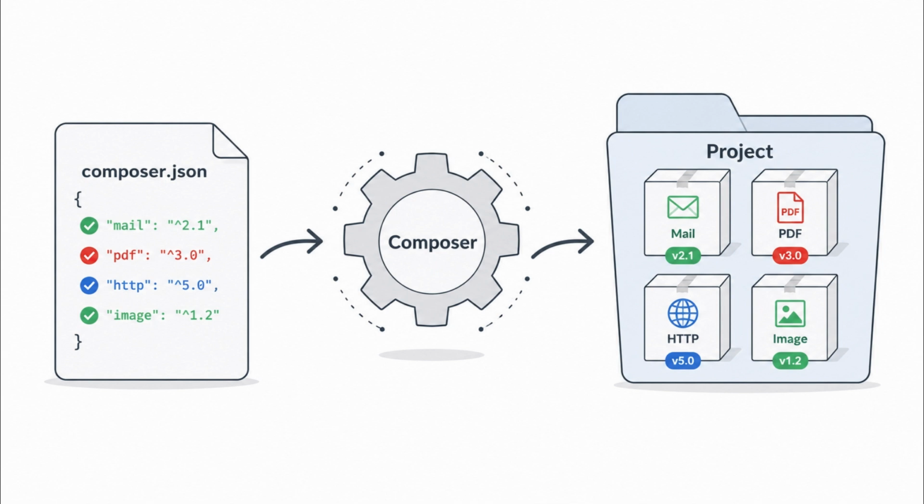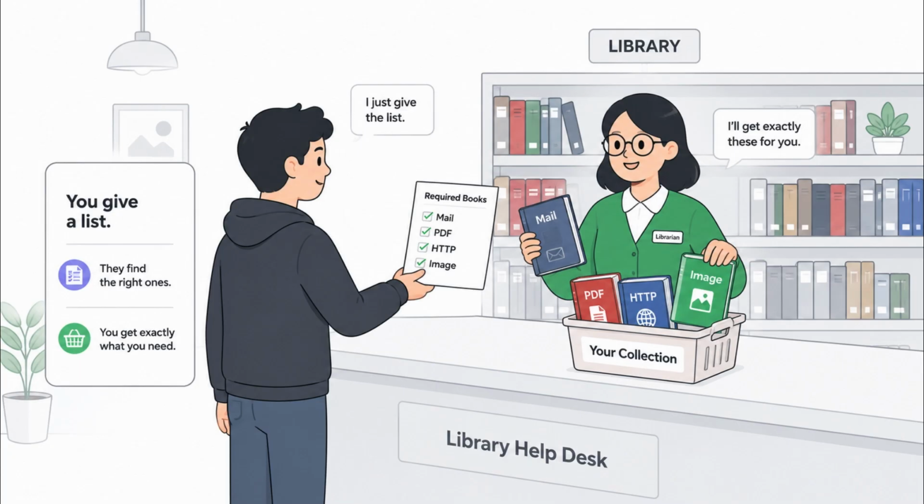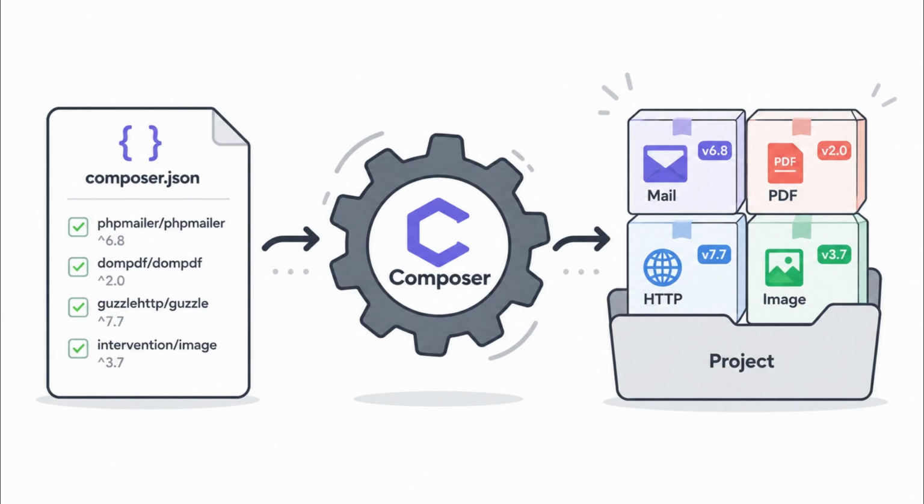Composer is what's called a dependency manager. It's a tool that finds and installs the outside code your project needs, automatically. Here's a simple way to picture it. Imagine a librarian. You walk in with a list of books. You don't search the shelves yourself. You hand over the list, and they bring back the exact books you need. Composer works the same way. You give it a list of what your project needs, it finds the right versions, downloads them, and places them neatly in your project.